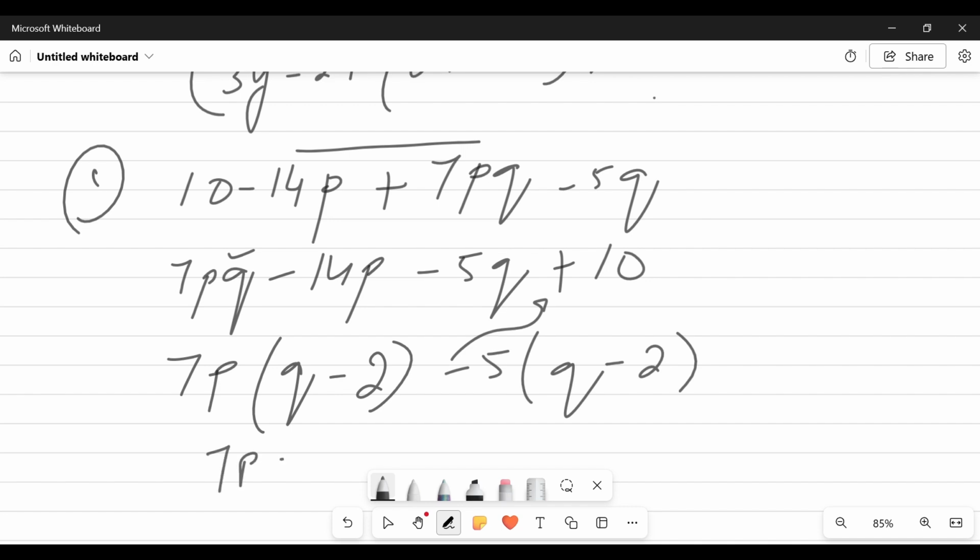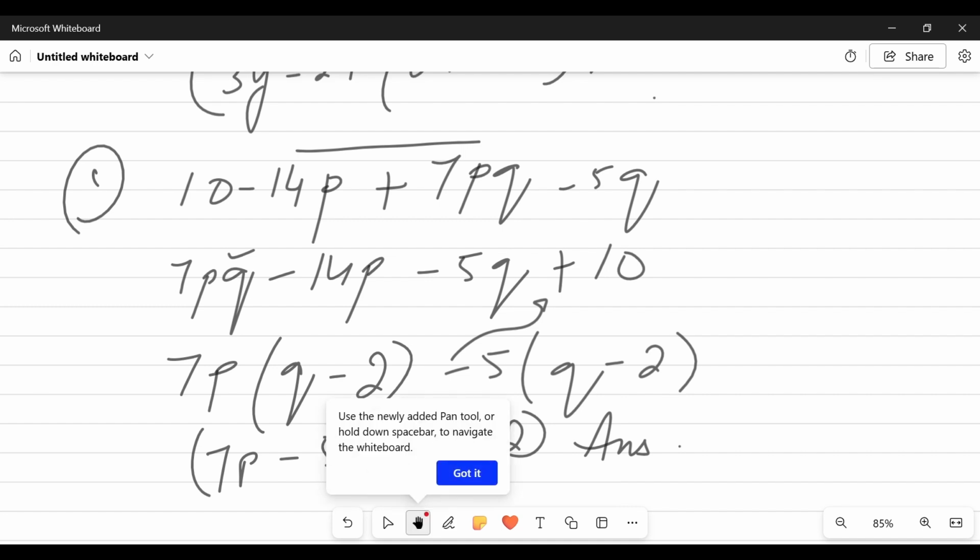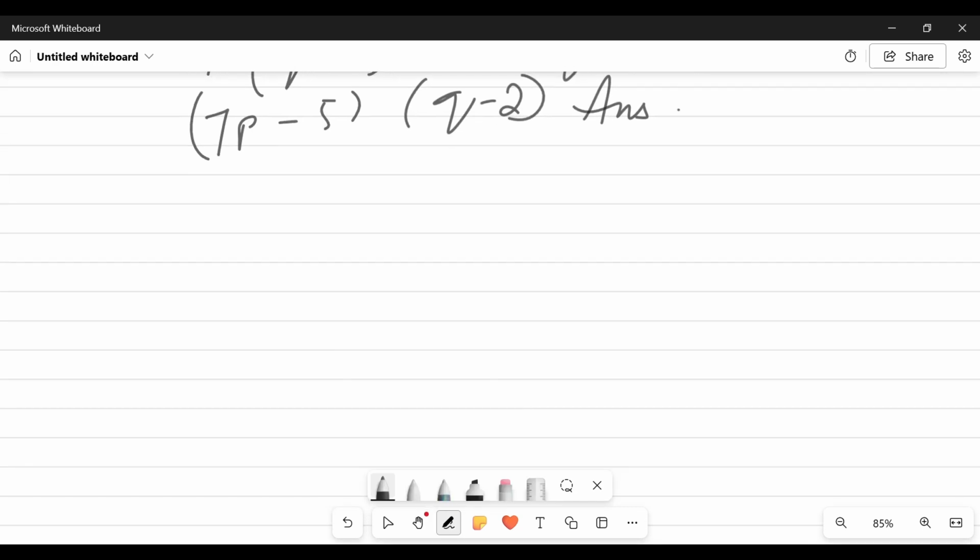Now 7p minus 5, you can write down the common one in the bracket and q minus 2 in the second bracket as well. I hope students that you understood about this factorization. Now I'm going to explain to you another question which is based on identities. So this one is identities.